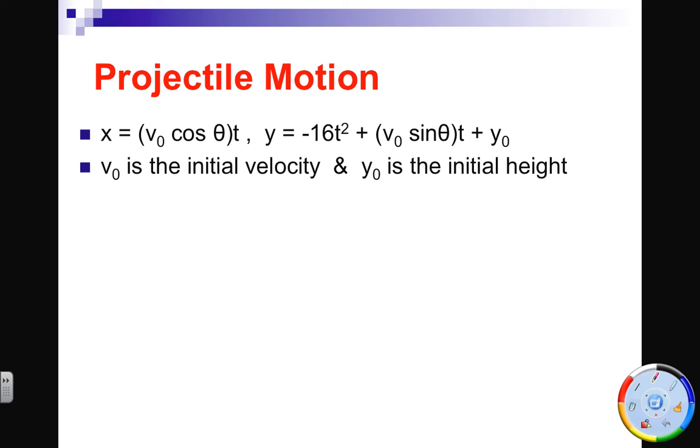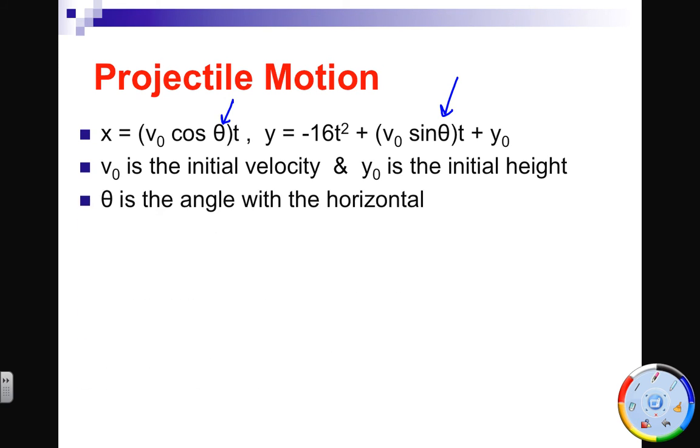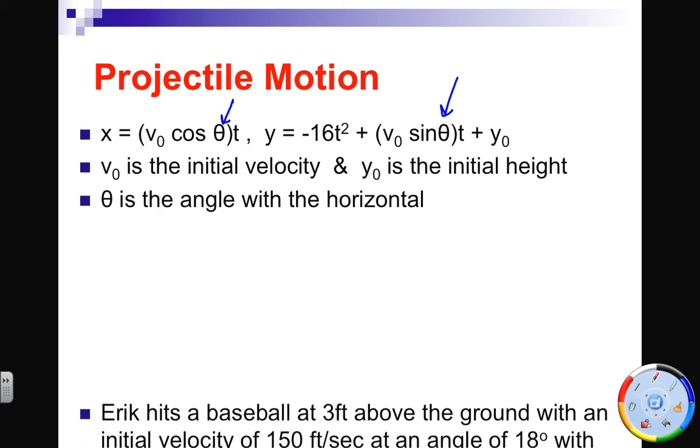So you're going to be given an initial velocity, an initial height, and a theta. So look, you never get away with trig. You're never going to leave trig, by the way. And theta is the angle made with the horizontal. So like if you hit a baseball, it goes at a certain angle from when you hit the ball.